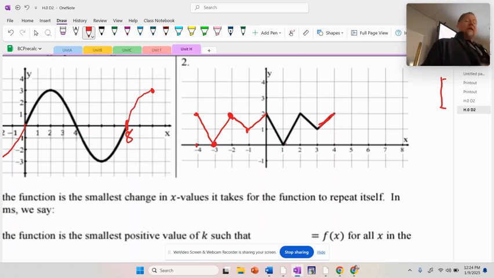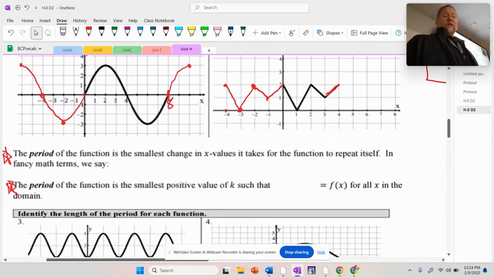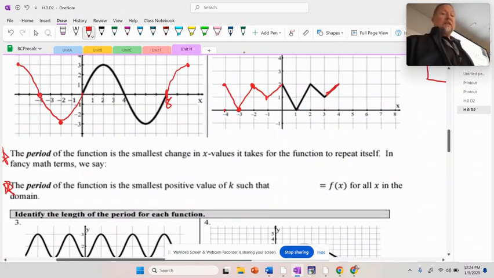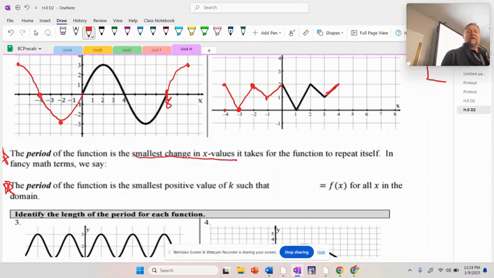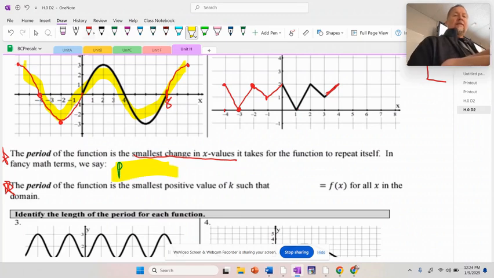A period's length is what you're going to find out. So the period of the function is the smallest change in x values it takes for the function to repeat itself. I don't know what in fancy math terms we say. We just say this. For the above one, let's highlight this. So this graph, this period is 8. So we really literally are going to say P equals 8. And what are the units? I don't know.